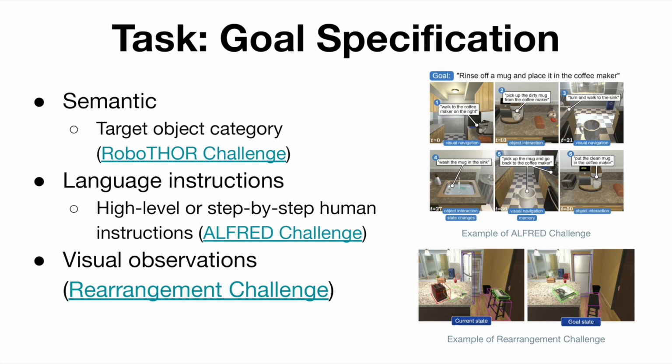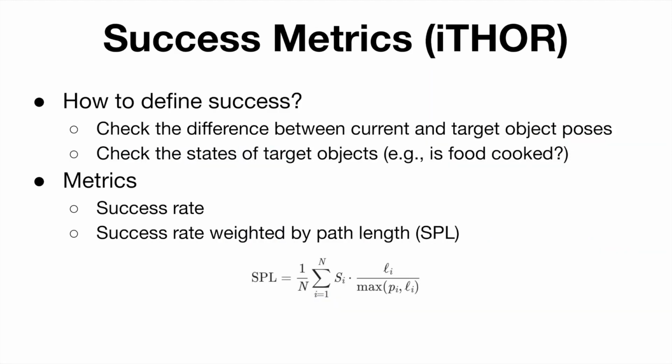The Rearrangement challenge introduces a more challenging task, which requires the agent to rearrange the scene into the goal state. The agent can query visual observations relevant to the goal state and compare them with the current state. For tasks including object interaction, we can measure the success by checking the difference between current and target object poses, or checking the state of target objects.